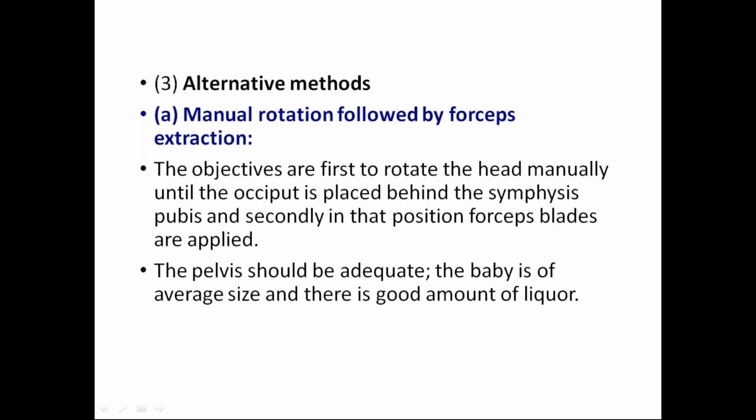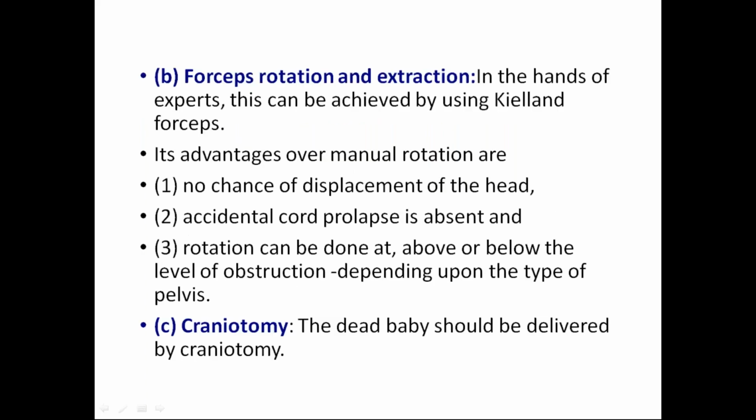That is the surface delivery you can have. So for that, there should be an adequate pelvis, the baby should be average size, and good uterine contraction should be there. If not, then immediate rupture of the uterus can occur. So in this case, that is the answer. Forceps rotation. In this case, instead of manual rotation by the hand of an expert, you can do forceps rotation by using Kielland forceps.